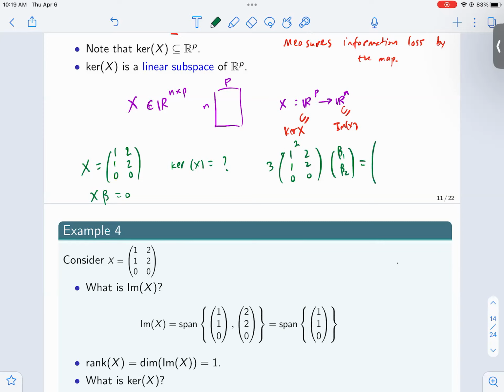How many dimensions would the 0 be? So this 0 is not a single number. It's a vector, 3 by 1. So once you figure this out, then this is the equation: you want to find all the betas that satisfy this. Multiply, and you get beta 1 + 2 beta 2 = 0, and then 0 = 0. Basically the last equation is vacuous.